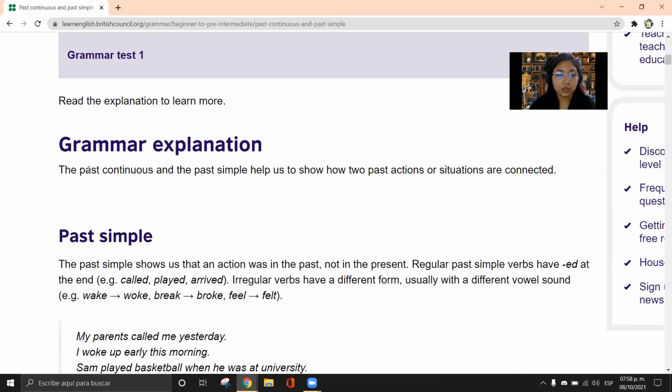The past continuous and the past simple help us to show how two past actions or situations are connected. It's very common that we use both of them in only one sentence or in describing one particular situation, because they have different functions to complement the ideas.